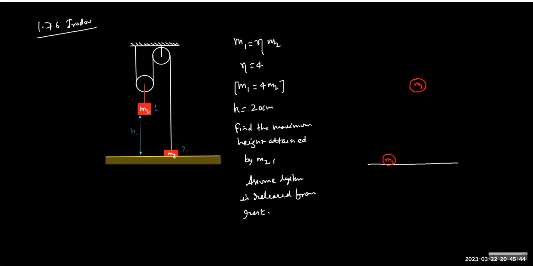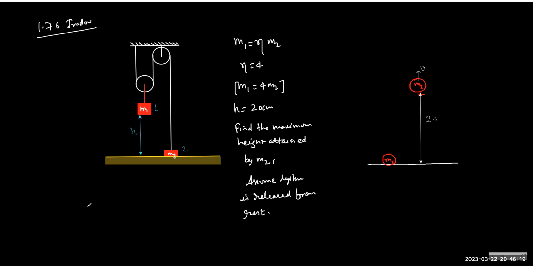If M1 will descend by H, M2 will rise by? Any idea? H? No. That is a constraint. 2H. This is the first thing you need to realize, that if M1 descends by H, M2 will go up by 2H. And then at that instant, it will have some velocity which you need to calculate. You can use the laws of motion, or work energy power to calculate. I'll do work energy power because that is what we are studying. So to get the V, see what I'm going to do.